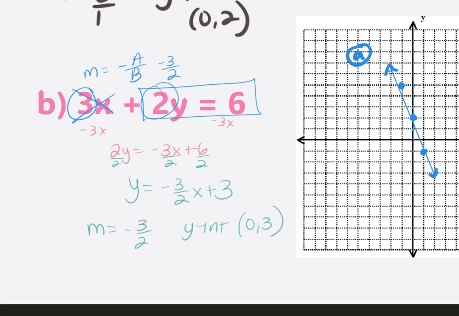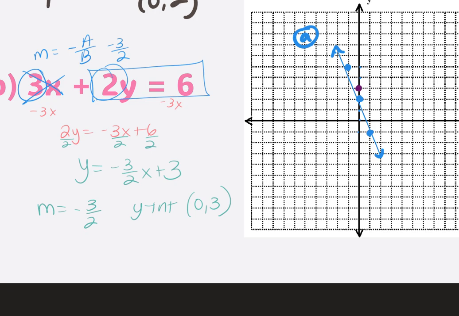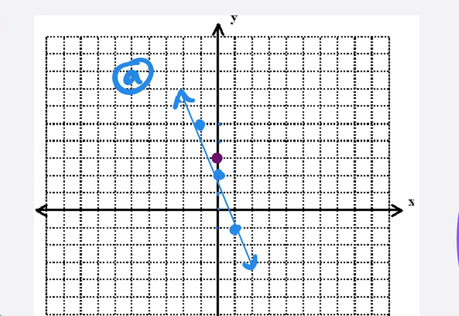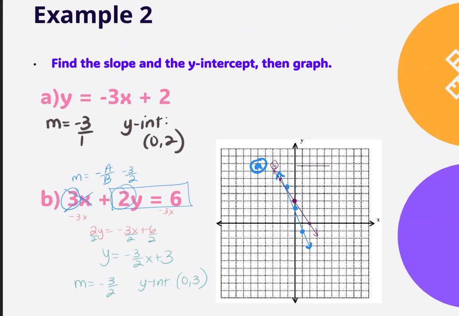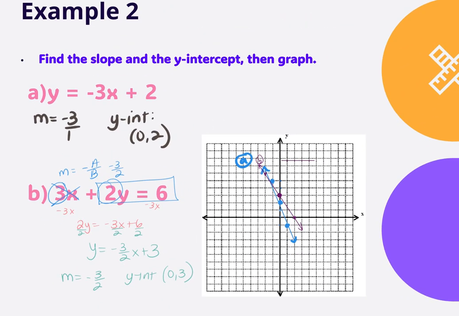All right, so now I'm going to graph it. I'm going to start at my y-intercept. This time it's 0, 3. And my slope is negative 3 halves. So down 1, 2, 3 to the right 2. Or up 1, 2, 3 to the left 2. Questions on those? Feeling good today? Feeling smart today, hopefully? Yes? Okay.